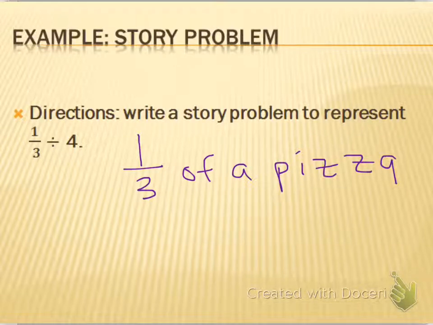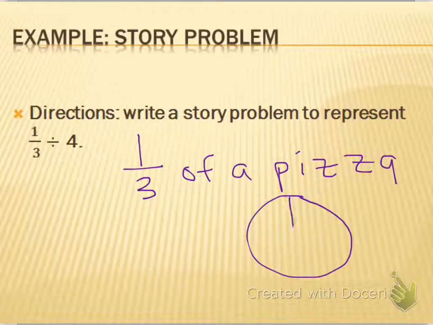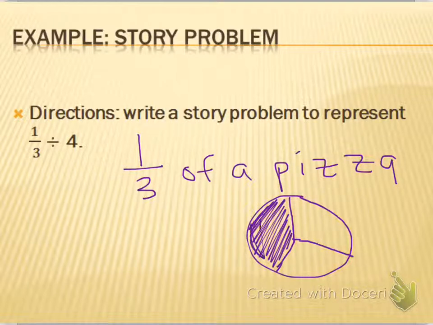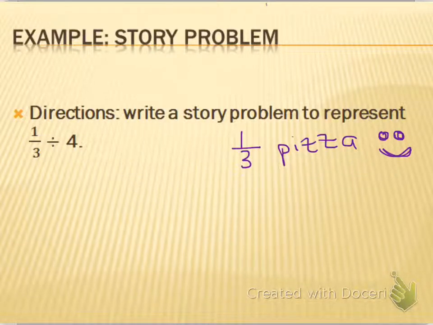And I'll draw my pizza here. And let's see here. It's not the best drawing, I'll admit, but I'm going to color in this third here. And so the 1/3, the dividend in our problem, is going to be 1/3 of a piece of pizza, or 1/3 of a whole pizza, I should say. And so the dividend's 1/3. We say that's going to represent 1/3 of a pizza.